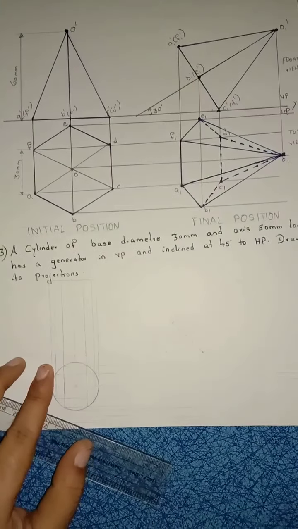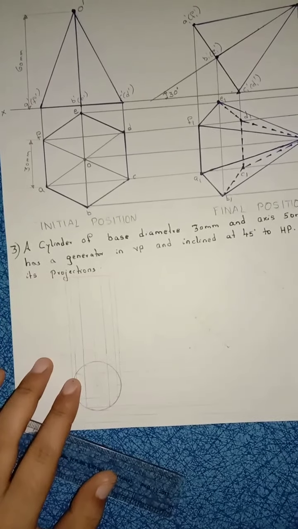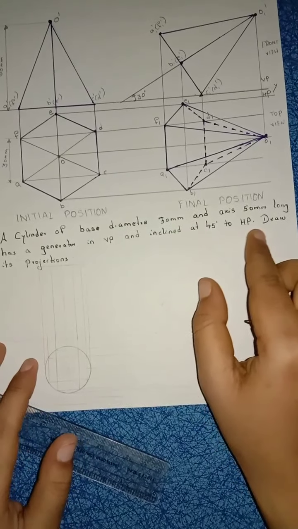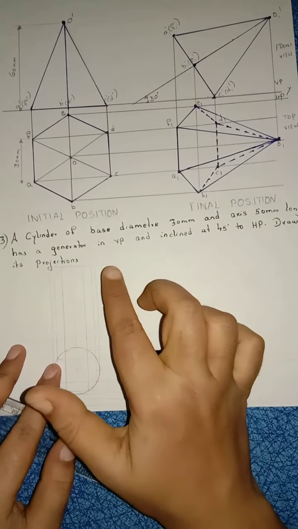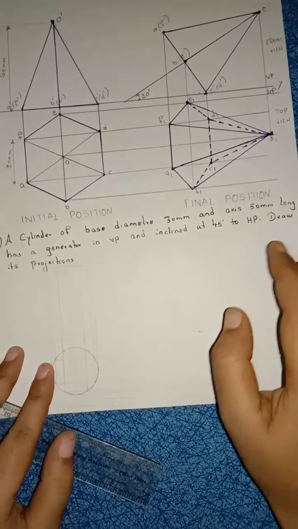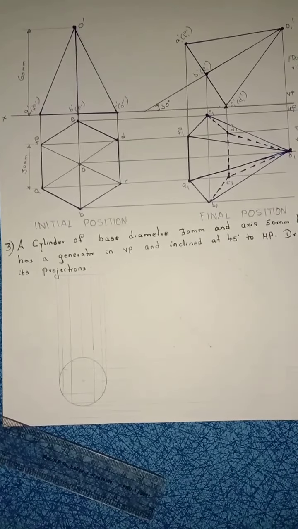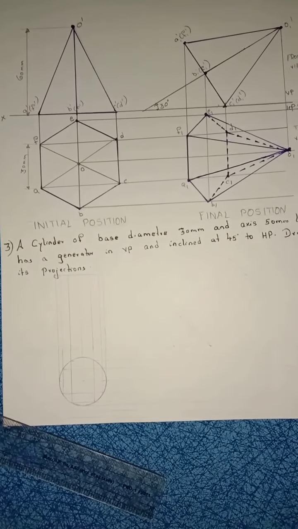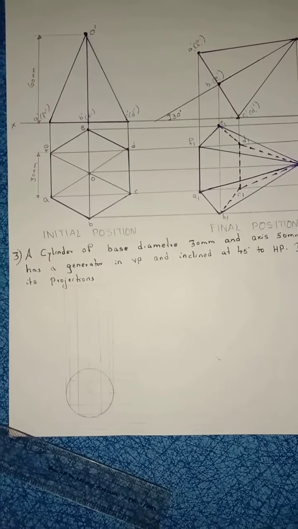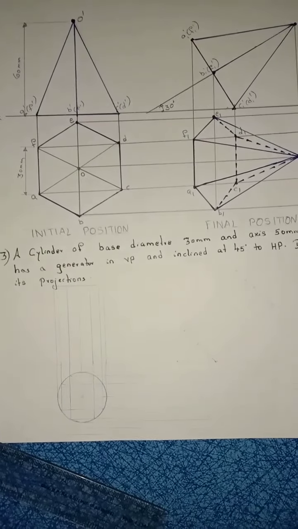Let us see the next one. A cylinder of base diameter 30 mm and axis 50 mm long has a generator in VP and inclined at 45 degrees to HP. Draw its projections. Now if you see this problem here, they didn't mention whether to construct the circle in HP or in VP. They said that generators is in VP.